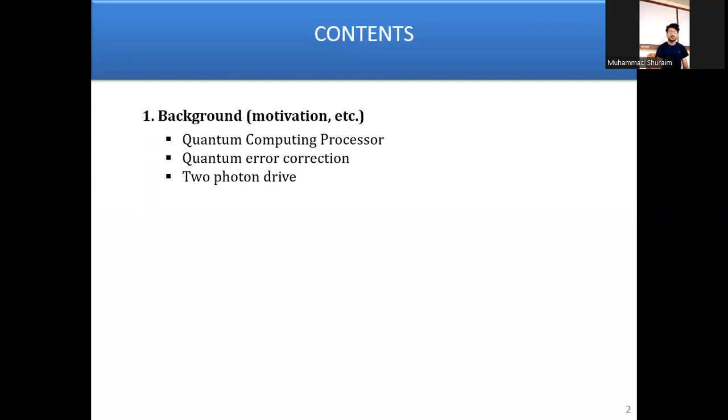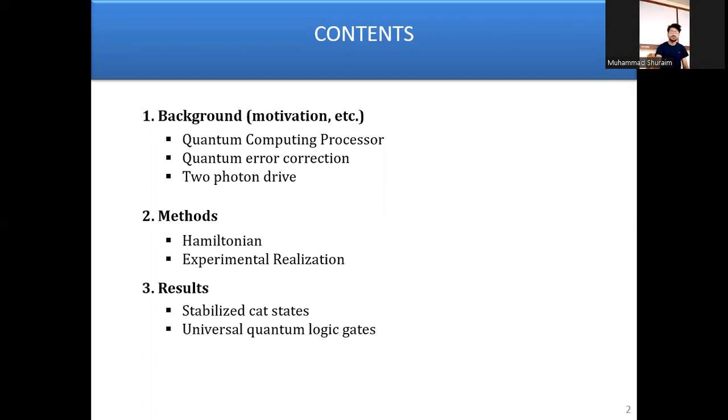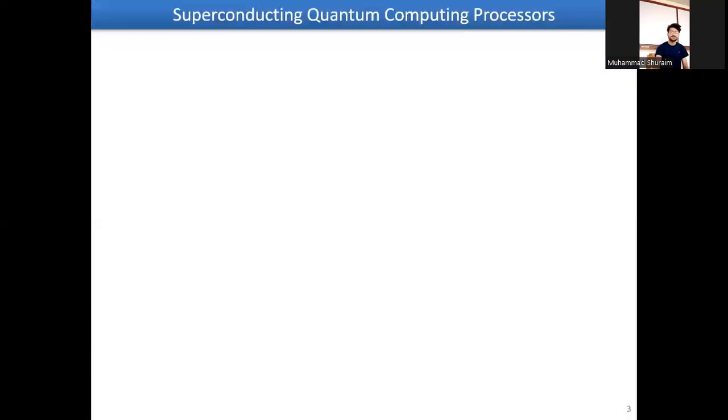The contents which I'll follow to cover my presentation are, firstly, I will go through the background: what is my motivation behind the project, what is a quantum computer processor, how we use those Kerr states in quantum error correction, and what is a two-photon drag method. Then I will briefly explain the methods, the Hamiltonian and experimental realization of our method, and then I will describe the results, and I will show that we have created stabilized Kerr states, and those Kerr states can be used in universal quantum logic gates. And then I will present the overview and the future directions of the project.